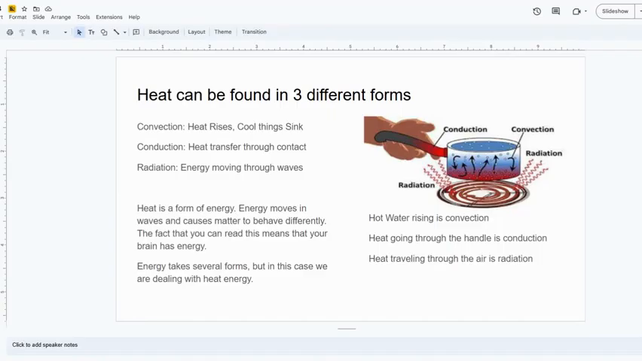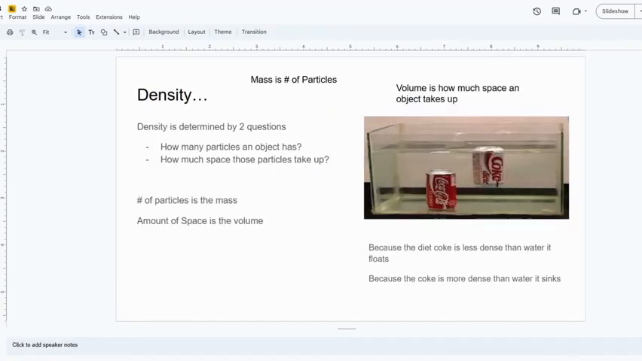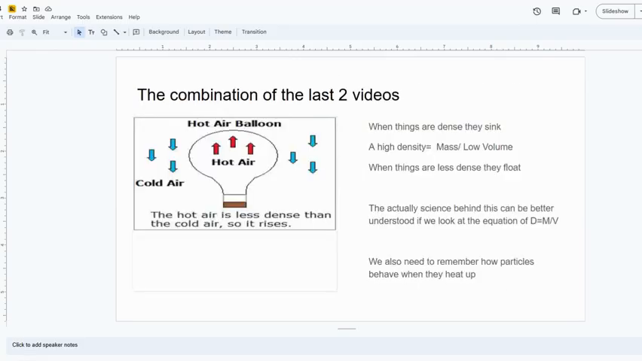We started out learning about density. Mass is number of particles. Volume is how much space you take up. And without any further ado, let's get into how heating things up causes them to change density. So when things are dense, they sink. If something sinks, that means it falls down.